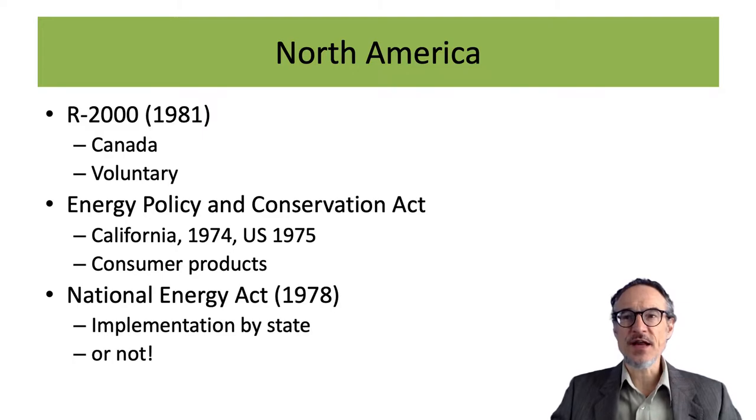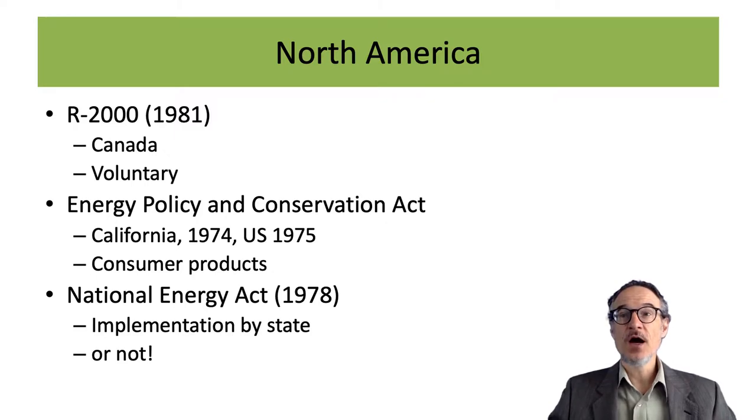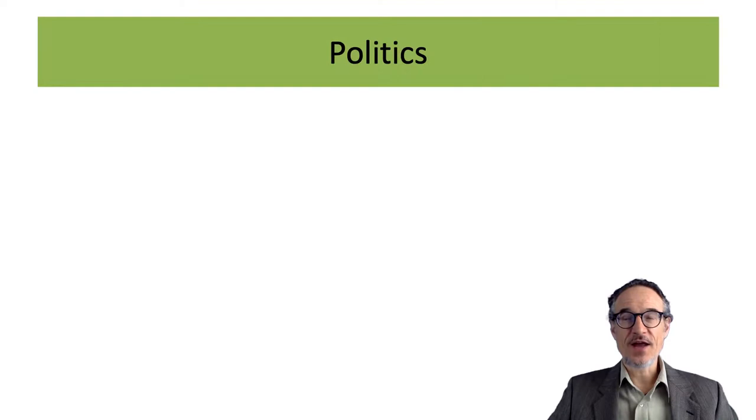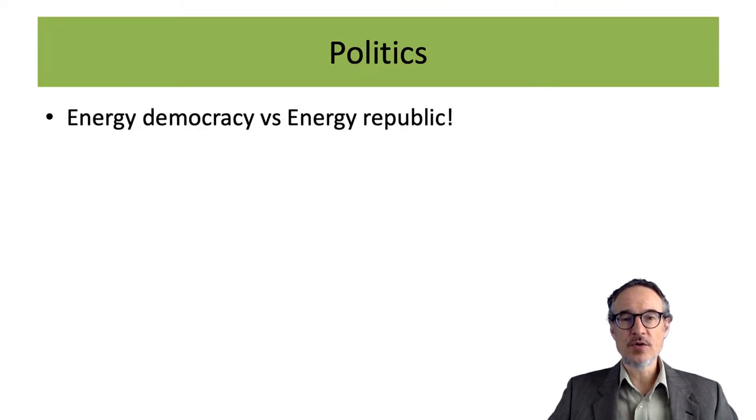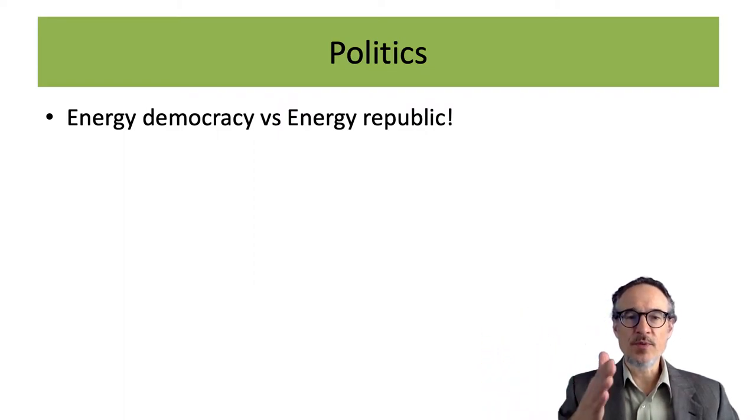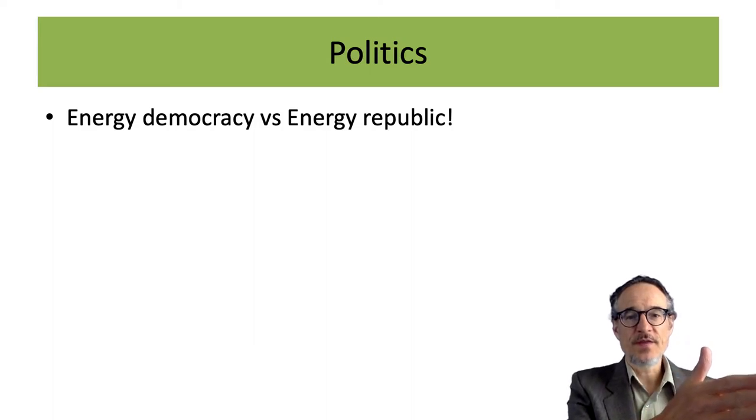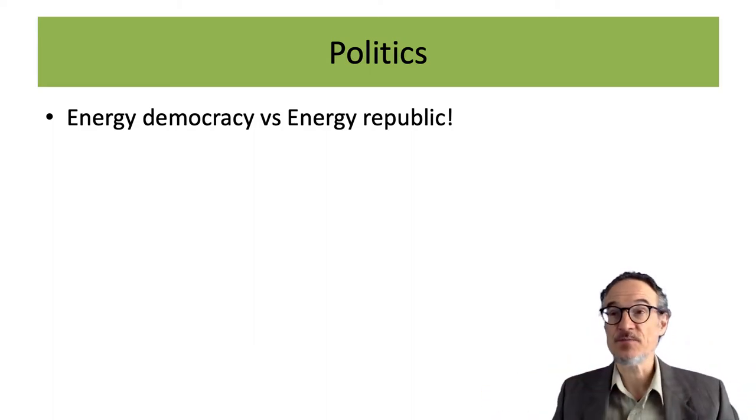In California, there were standards in 1974. In the US as a whole, in 1975, there was a National Energy Act in 1978, which the US states would implement or not implement. In fact, let's get briefly into politics. As you may know, the US has a two-party system, and often one party will head off in one direction, then the other party will come in and go in the opposite direction.